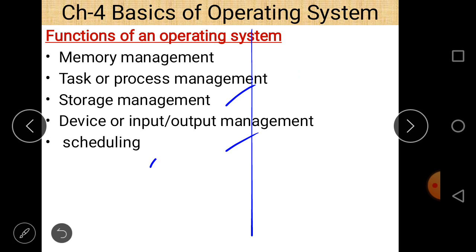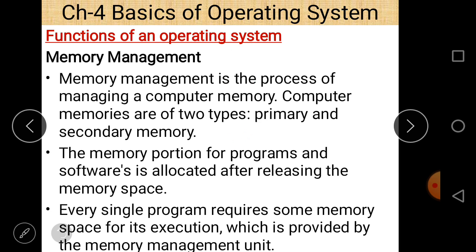And then scheduling: which process is going to be executed first and which process is going to execute later on, that is also decided by an operating system. So these are the different functions of an operating system.